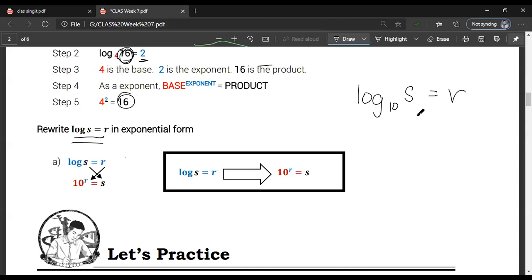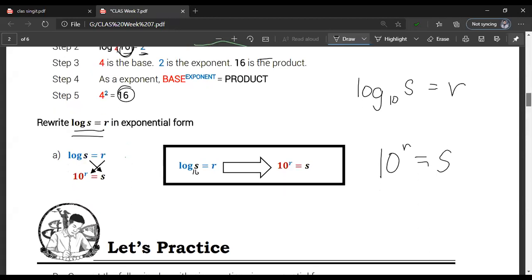So kompleto na tayo, meron tayong base 10. So we have the base 10 raised to r, kasi siya yung answer, equals kung ano yung nilolog natin. Kung ano yung ina-apply natin ng logarithm, yun po lagi yung answer kapag exponential. Parang word lang talaga ng Filipino, di ba? So we have 10 raised to r equals s.